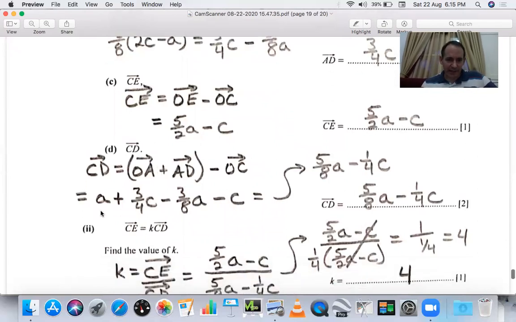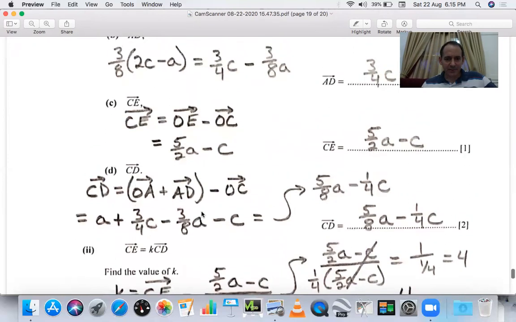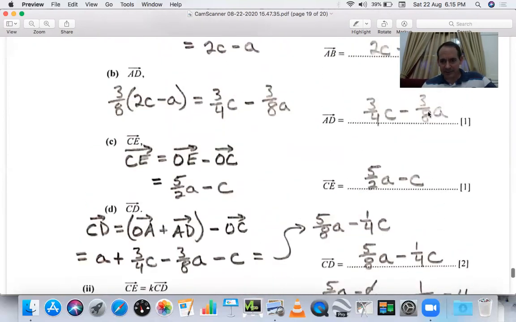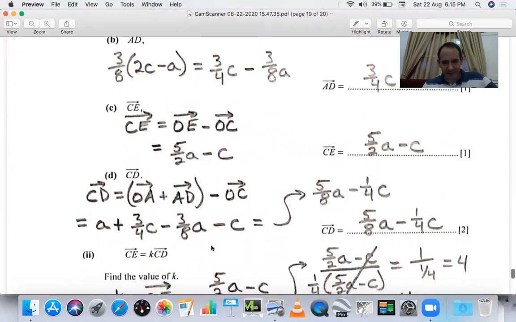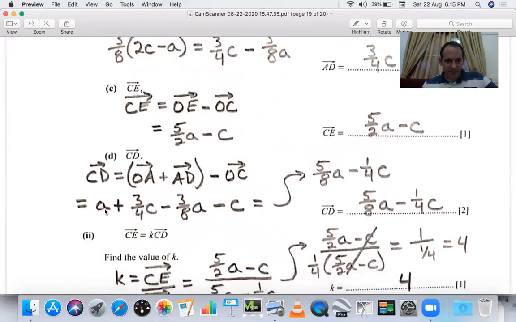So OA was A. AD is right here, 3/4 C minus 3/8 A. Again, look to see if you've already done some of the work. All of this minus the C. So we just combine like terms. A would be 8/8 minus 3/8, which is 5/8 A. 3/4 minus 4/4 would give us a negative 1/4 C. So a whole one would be 4/4. 3/4 minus 4/4 is a negative 1/4.